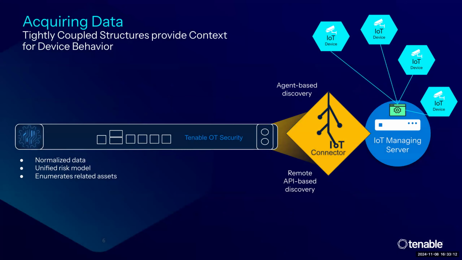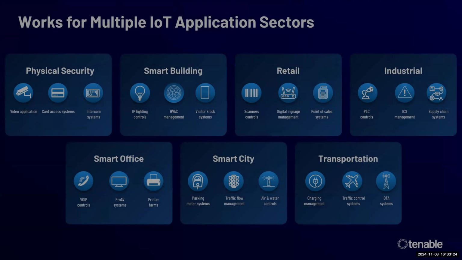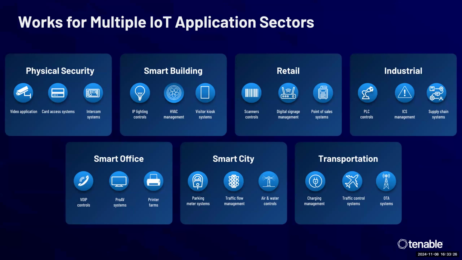Tenable OT security is able to integrate remotely with these management servers via API, as well as connecting to an installed Tenable IoT agent running on those servers. This makes discovery an effortless process. We continue to work with our customers to understand the IoT and OT systems and devices that they need coverage for. If you have IoT systems that you need to discuss coverage with us, please reach out to your account team.